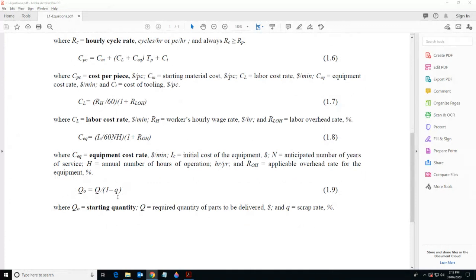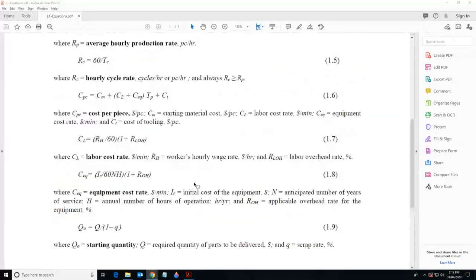Lowercase q represents the percentage of scrap parts, which is achieved on the basis of experience, and when we substitute it in this equation, we will get Q0, which is telling us the number of starting parts in order to end up with Q acceptable parts. Okay, that was just a quick review of the equation sheet. We need to know the equations when it comes to doing the problems.